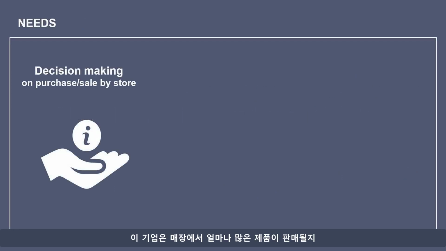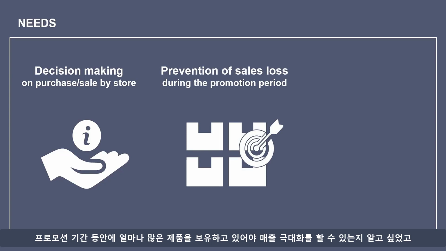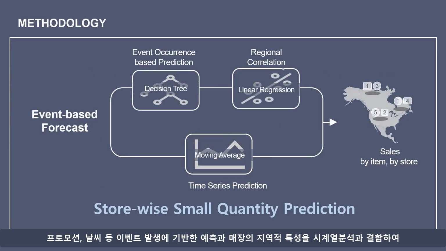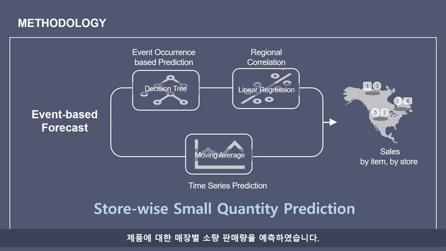The customer wanted to know how many products will be sold at the store level, how much they need to have during the promotion period to sell as much as possible, and they wanted to check the sales volume by store in real time. By combining the forecast based on the occurrence of events such as promotions or the weather, and the regional characteristics of the store with time series analysis, a small amount of product sales per store was predicted.